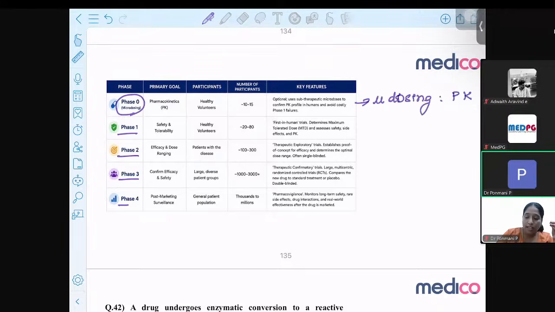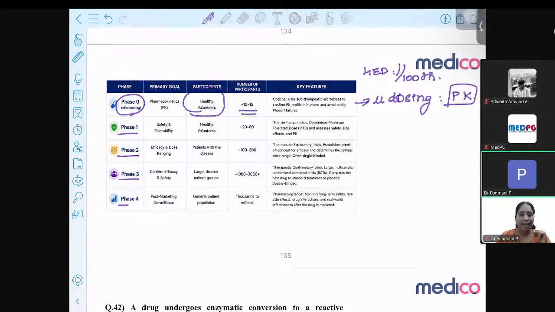It is to know the PK of a drug. In a microdosing study, 1/100th of the human equivalent dose is usually used. Okay, 1/100th of the human equivalent dose. That is a very small dose. It is used to know how a drug is absorbed, distributed, and metabolized in the body. This is the aim of microdosing studies, and it is done in healthy volunteers, around 10 to 15 people.